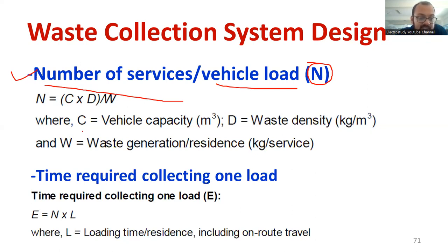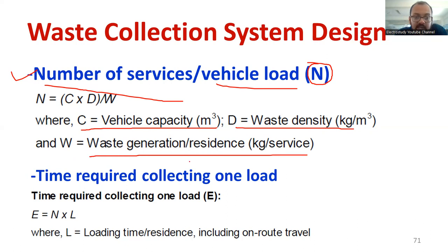Now, what is C? C is the vehicle capacity in terms of volume, meter cube. D is the waste density in terms of kilogram per meter cube, which is the SI unit of waste density. W is the waste generation per residence, in terms of kilogram per service. These are the three parameters you need to consider to calculate the number of services, or number of vehicle loads, which is represented by CD divided by W. This mathematical formula is required for the further calculations. Let me call it the first equation.